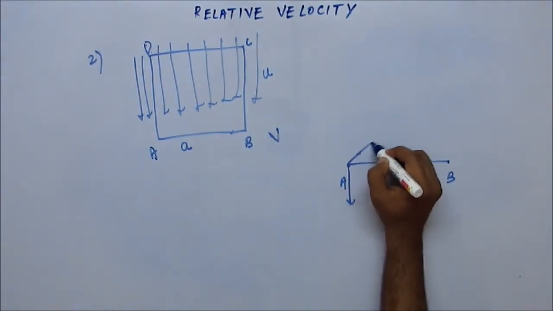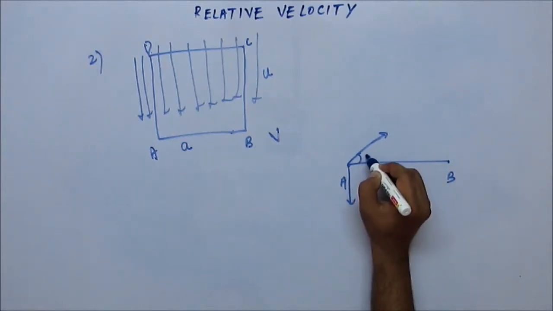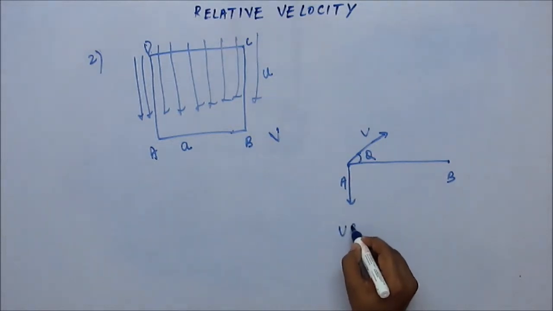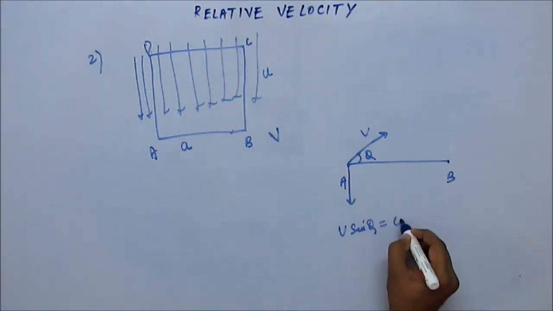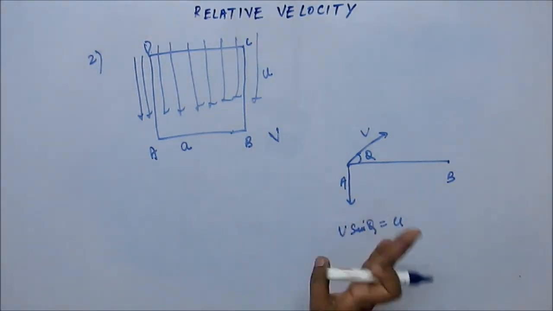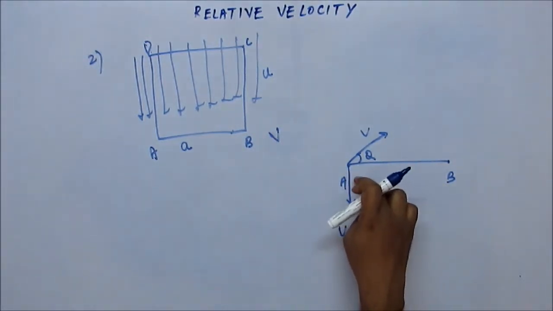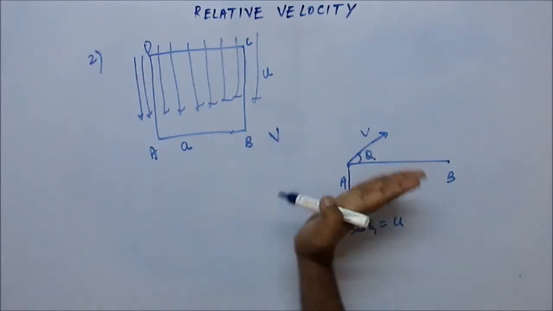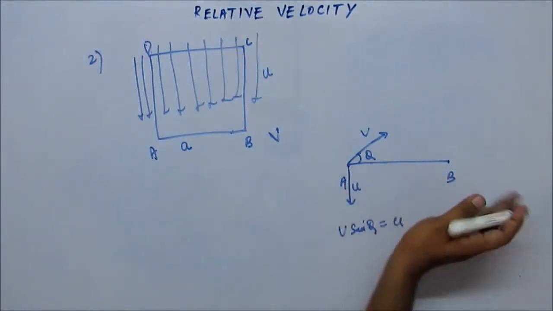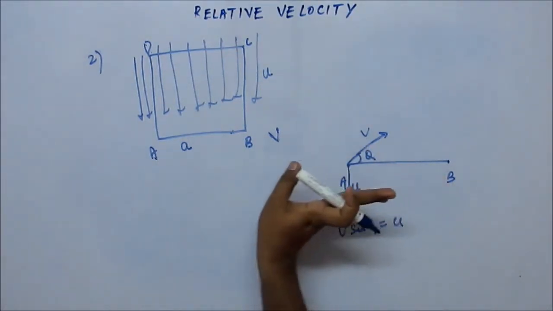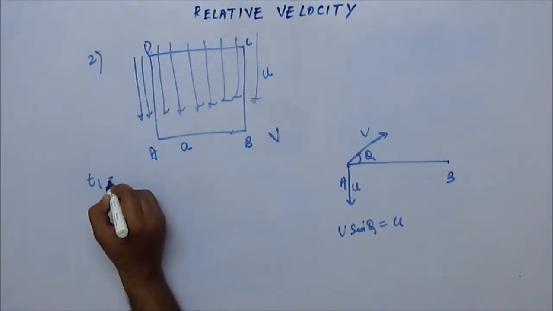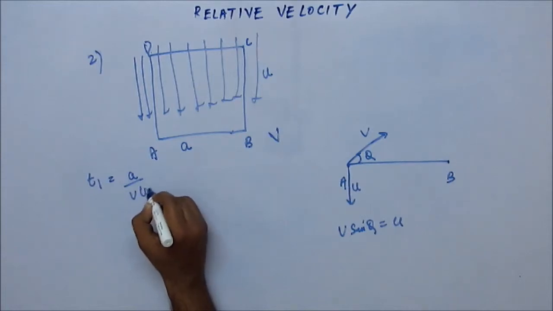The aeroplane should try and maintain an angle theta, like this, such that v sin theta is equal to u, so that it cancels the velocity of the wind. So it cancels the drift effect caused by the wind, and it doesn't go downward. v sin theta cancels the velocity of the wind, and it goes ahead with a velocity of v cos theta. So time t1 from A to B would be a upon v cos theta.